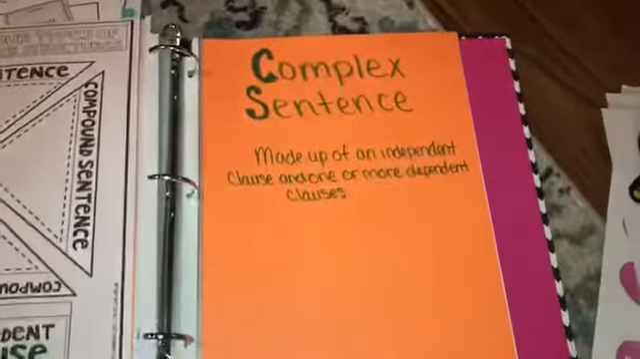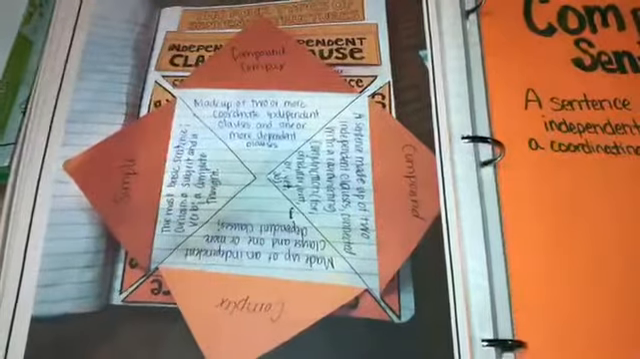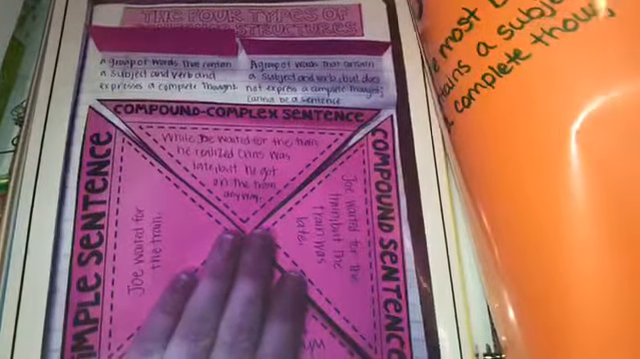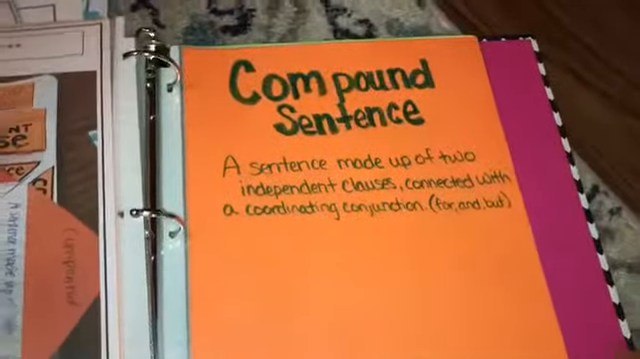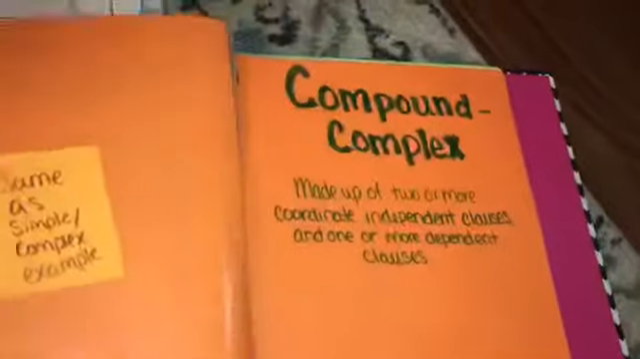And complex sentence, made up of an independent clause and 1 or more dependent clauses. And then here's what it looks like inside, and it's used for compound, complex, and simple. You would put the sentence on the outside, like you saw before. There is the sentence, and then there's the definition. Compound sentence is a sentence made up of 2 independent clauses connected with a coordinating conjunction, for, and, but. So you would use the same example as you saw here, here, and here.